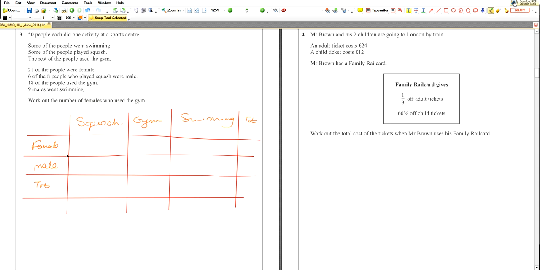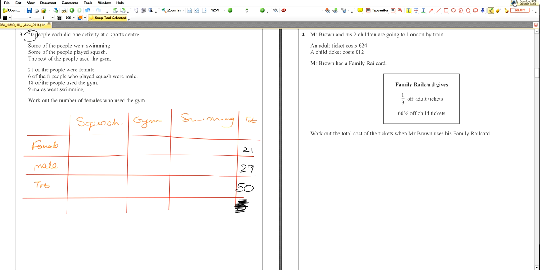Right, so it says 21 of the people were female. So the female total at the end should be 21. Now, how many people are there altogether in the survey? 50. Okay, so 50 goes here. Now, if there are 21 females and the rest are males, how many males are there going to be then? 29. 29 to make them add to 50.